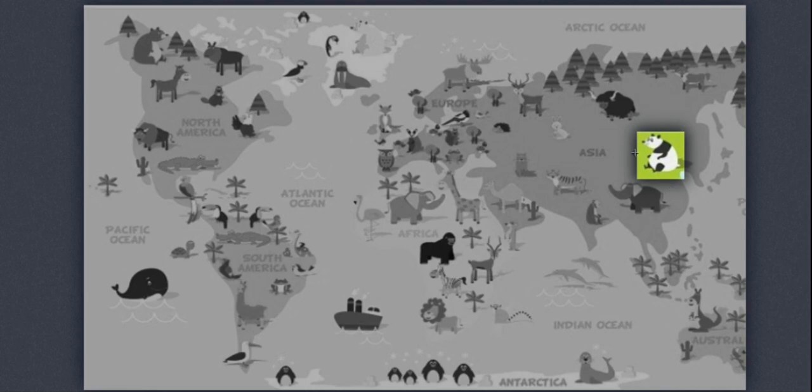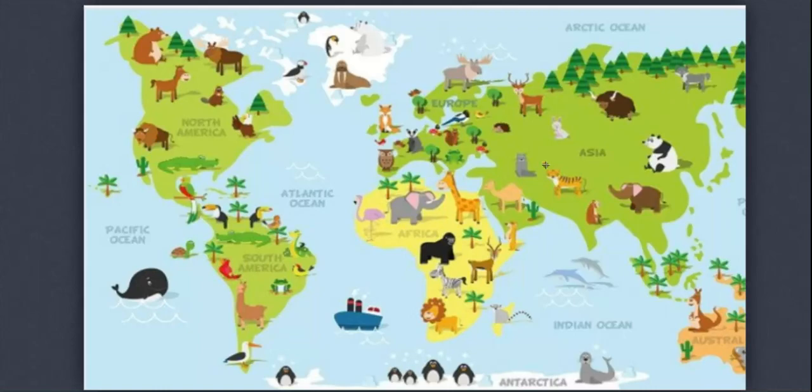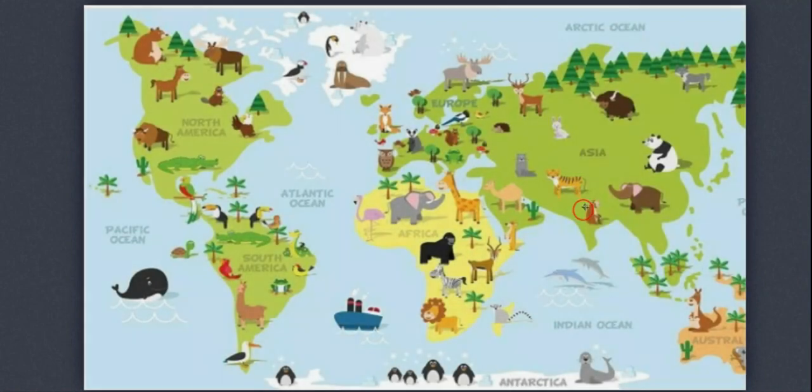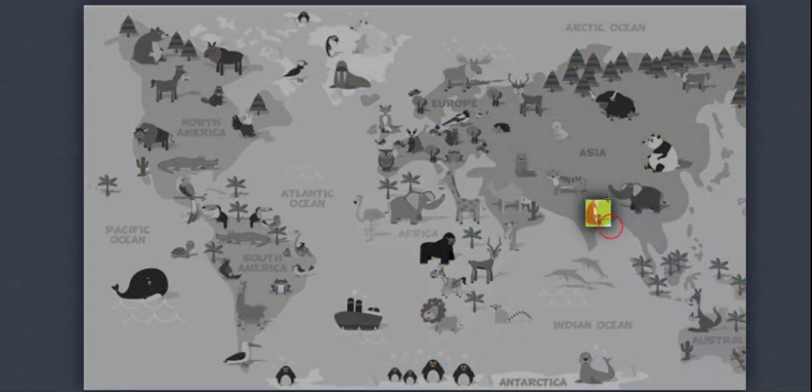That's right, it's in China. Here we have it in India. So as the tiger is also in India. Here's a monkey. This is an elephant, and we're in Asia. Okay, guys? Asia. We did Europe, right?